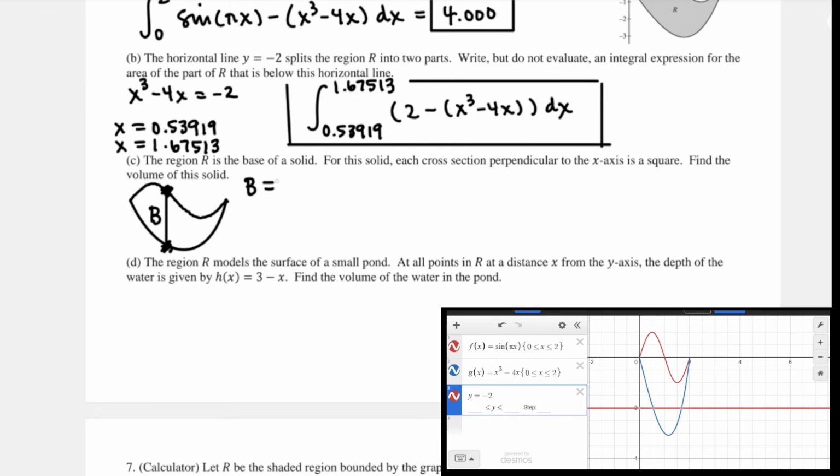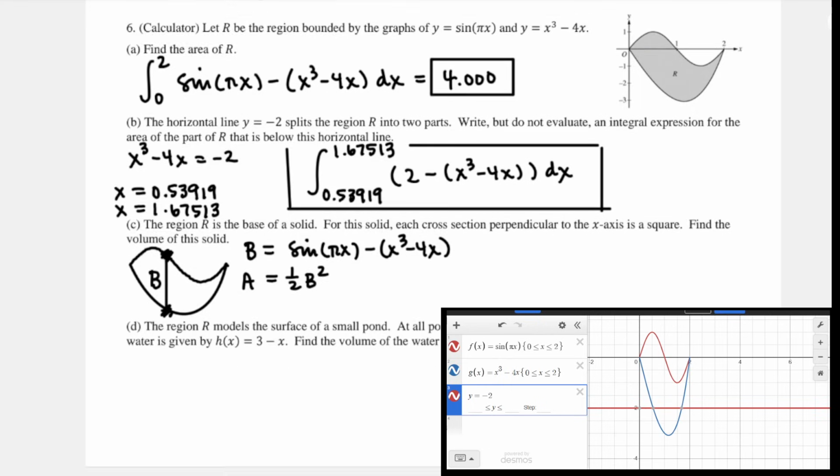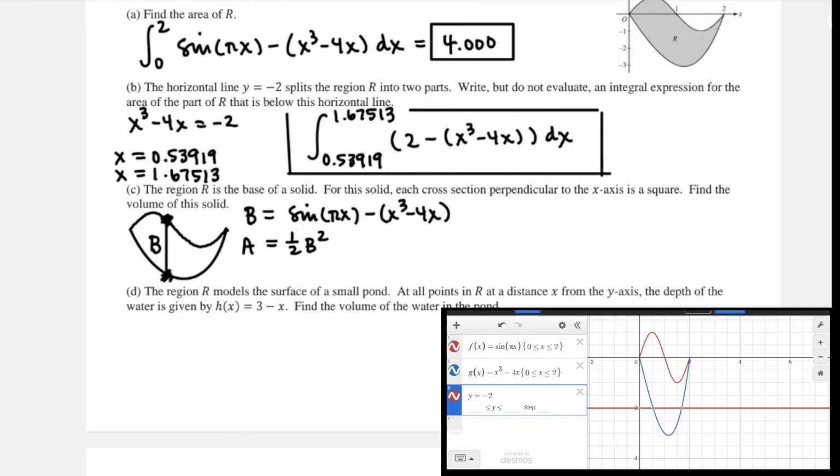So the base is going to be top minus bottom, which is still sine of pi x minus (x cubed minus 4x). Area is going to equal 1/2 base squared. If I've already defined capital B, I'm going to use that, and I'm just going to integrate 1/2 B squared dx, because that's a lot to copy again, and x is going to go from 0 to 2. So that would be my recommendation: just define B as f of x minus g of x.